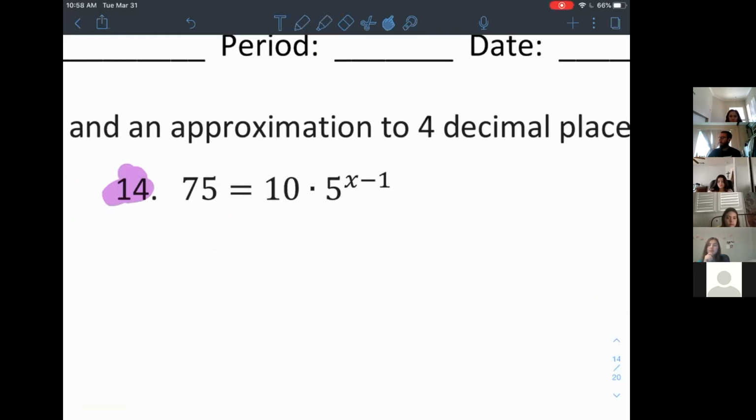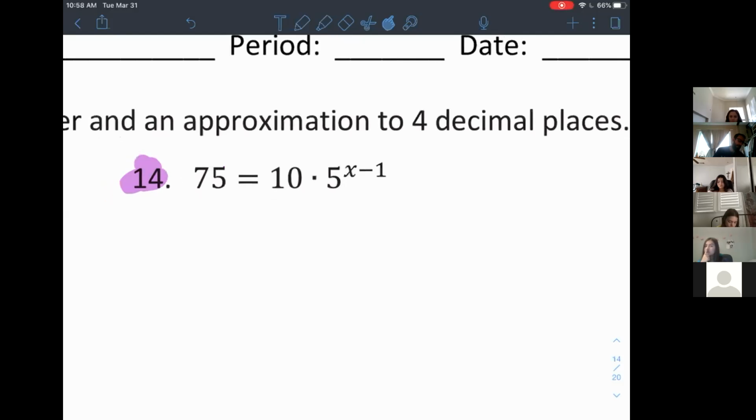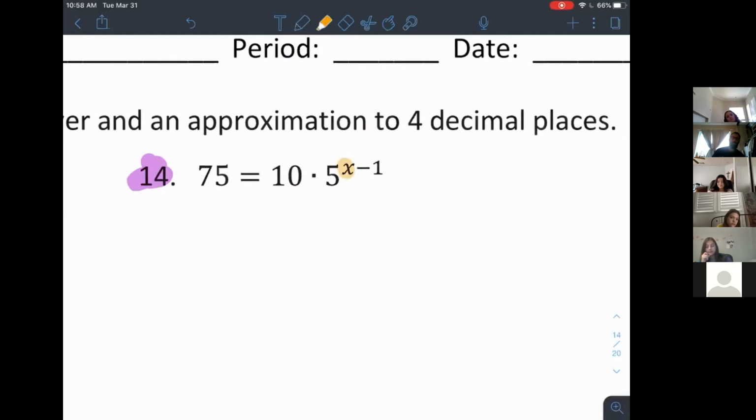All right, here we go. Number 14, let's go rapid fire here. First thing I'm looking for is I'm trying to find that x. X is having a lot of things happening to it. It's being subtracted by 1. That whole expression x minus 1 is an exponent, aka we're going to probably use a logarithm, and this whole thing is being multiplied by 10.